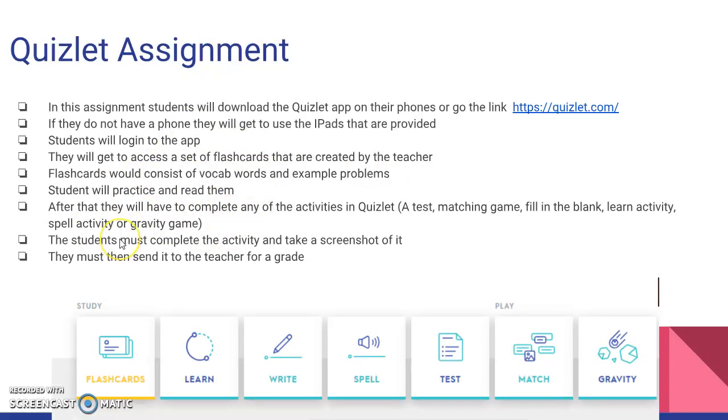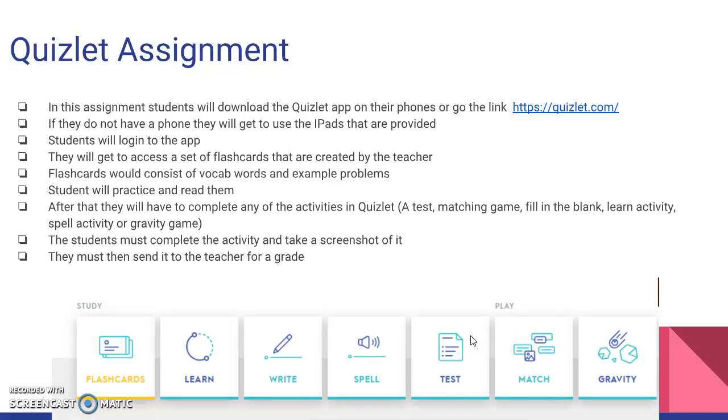Students will practice and read them. After that, they will have to complete any of the activities on Quizlet. So these right here are the activities that Quizlet provides. They have the flashcards, the learn activity, the write activity, the spell activity where they spell the words.